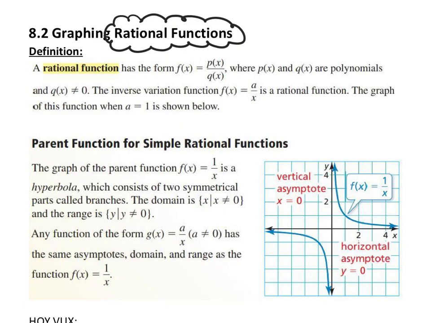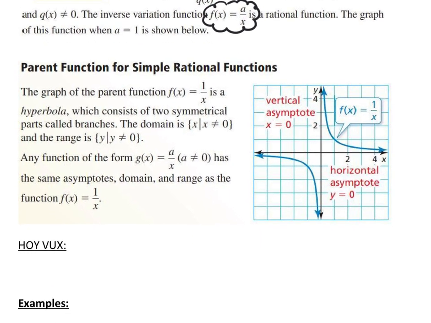So with rational functions, they're functions that are fractions where there is at least one x in the denominator. It has a whole definition here, which we can read, but really, you are looking at those inverse variation functions that we learned last class, where the x is in the denominator. That will make a rational function. Now we have the parent function for these rational functions.